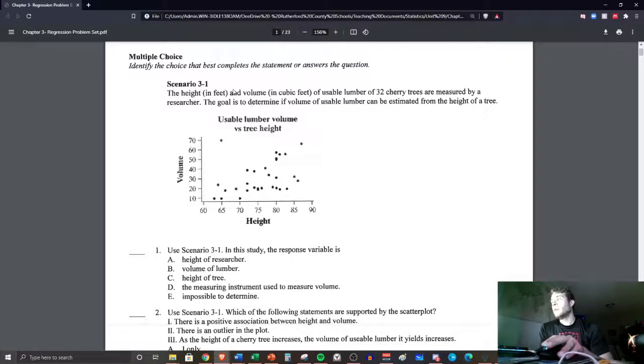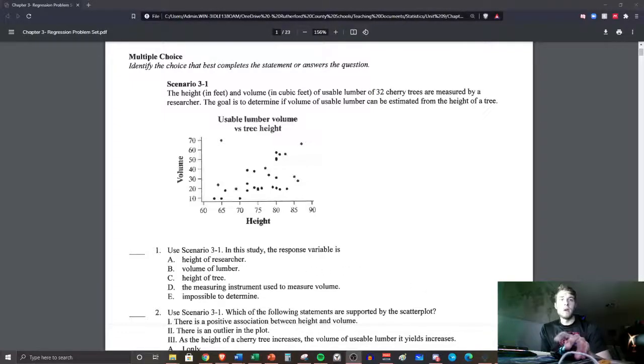I'm going to pause and let you try the multiple choice and see if you can get it right. All right, so you had a chance to answer this, and for this one, it should be B, volume. That is the response, the volume of usable lumber. That's what they want. So the height, we're hoping, is going to explain that volume, which kind of makes sense, right?